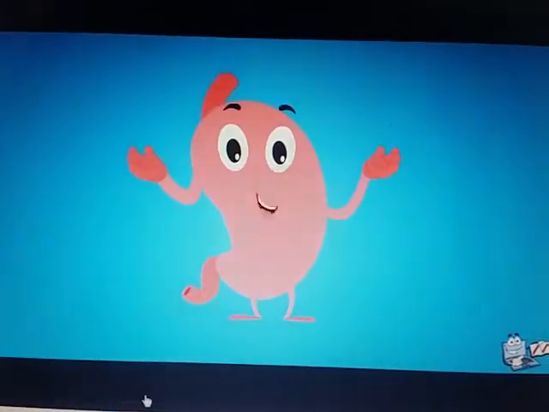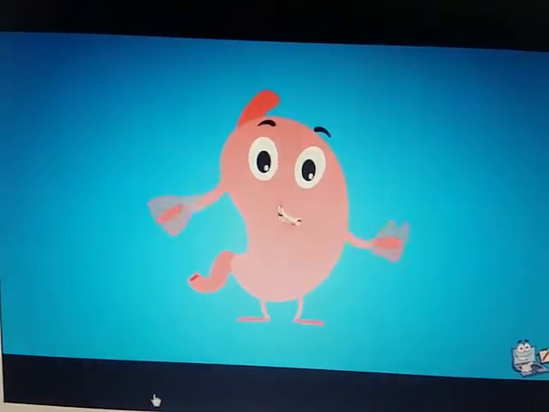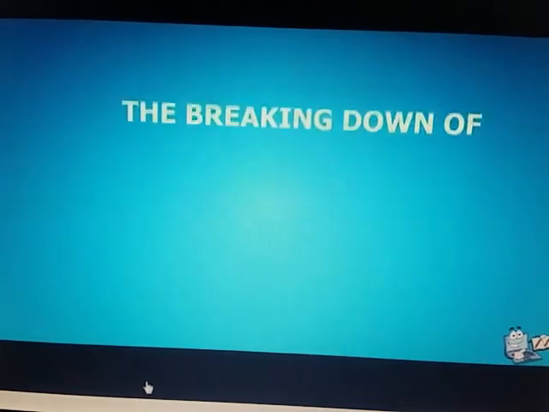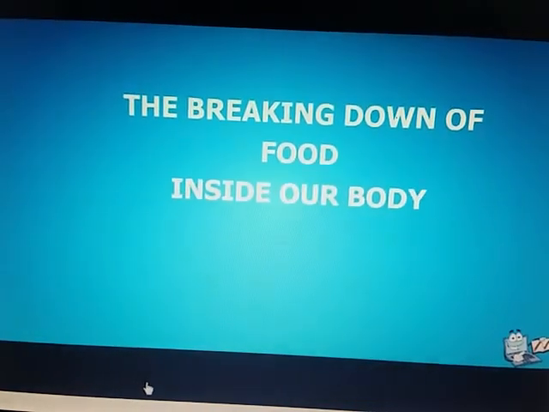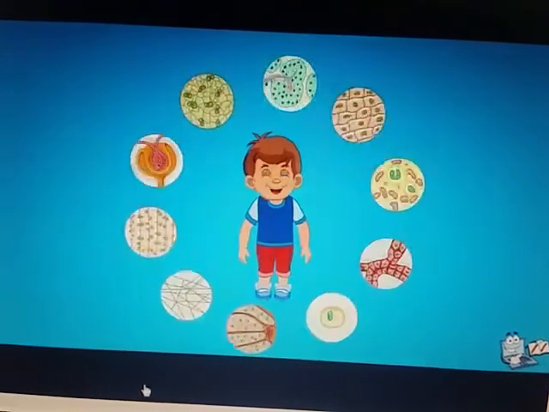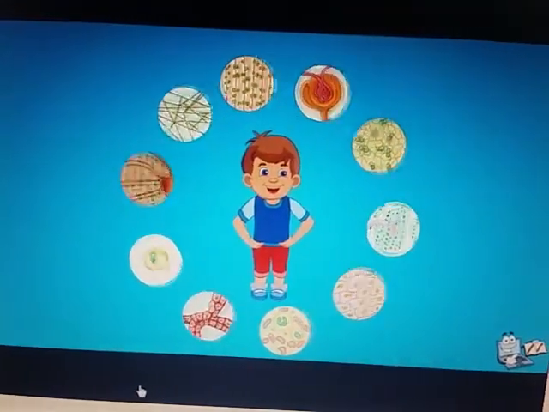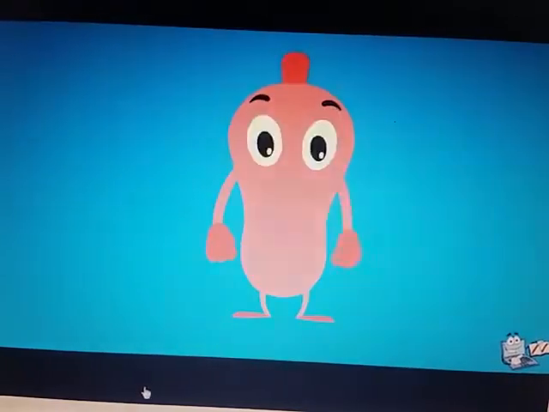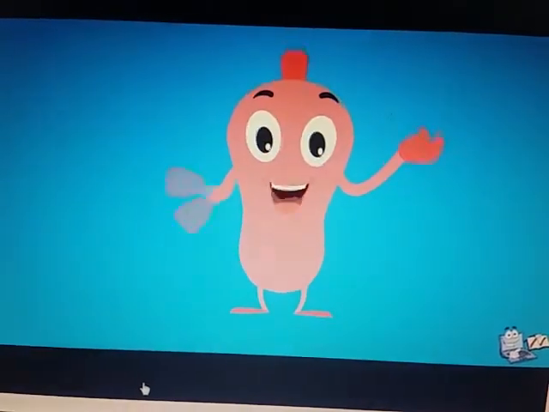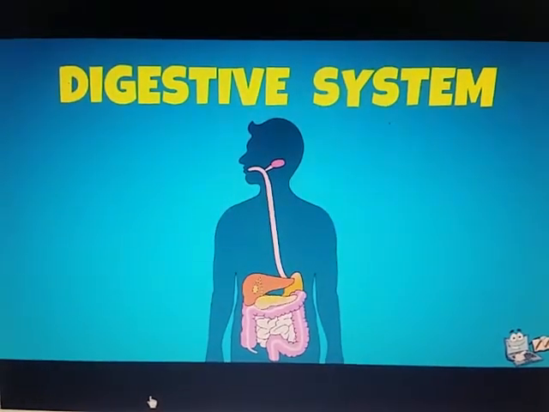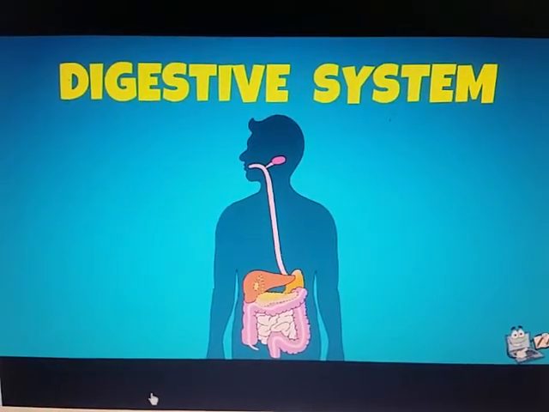The food must therefore be broken down into small, simple pieces. The breaking down of food inside our body is known as digestion. The blood carries the broken down food to all cells of your body. Digestion takes place in so many steps. There are several organs in the body that help in digestion.